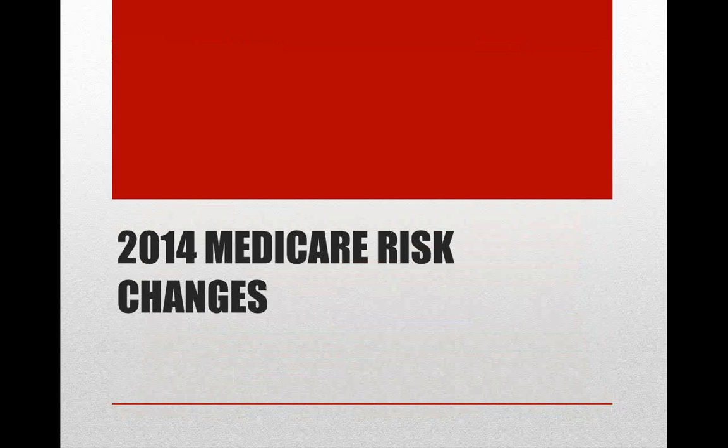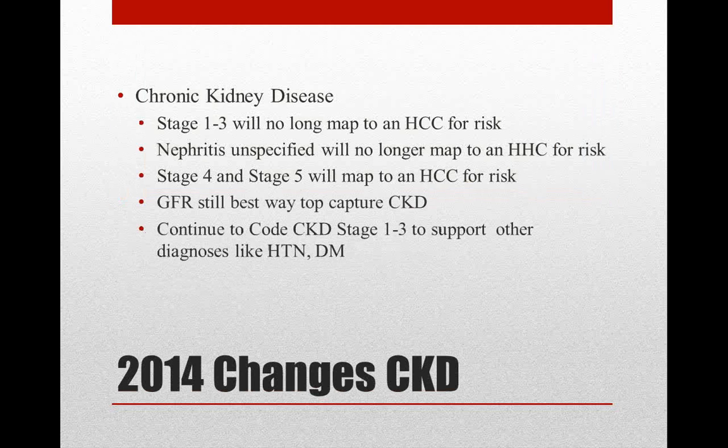Just briefly, again, close one eye, one ear on this because you want to code exactly like I just said for 2013, because those codes will go in and be risk assessed for this year. But 2014, there's going to be some changes. The chronic kidney disease, you'll no longer get credit for the 1 through 3 stages of the nephritis. You will for 4 and 5.